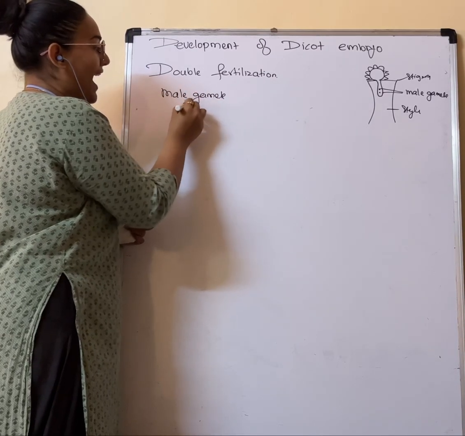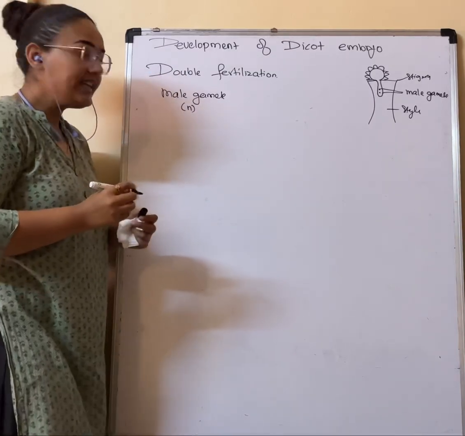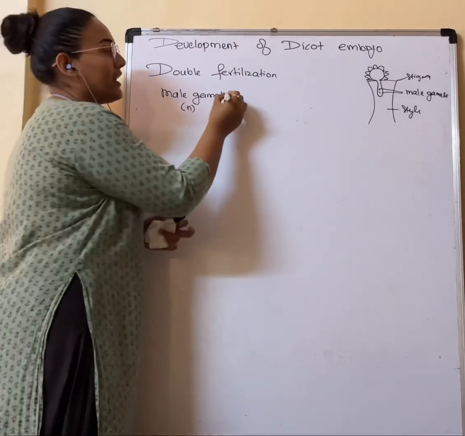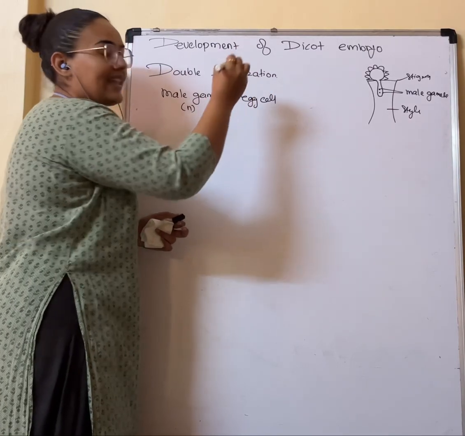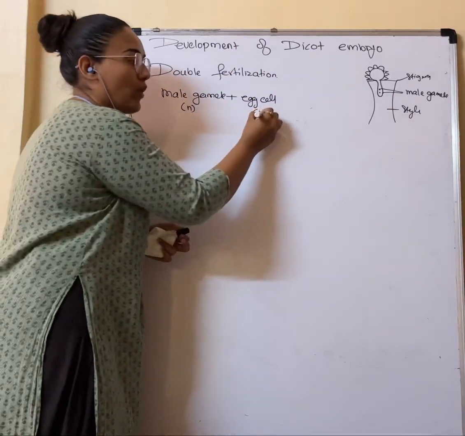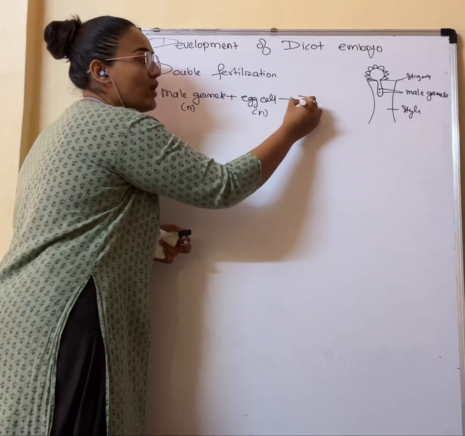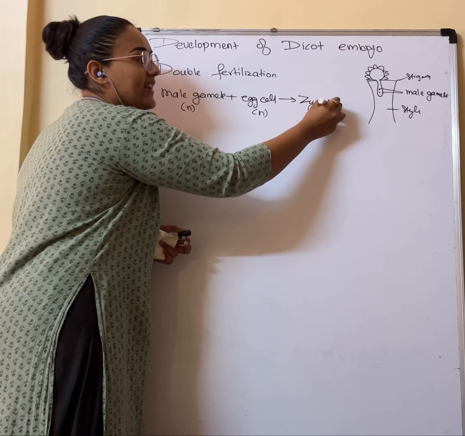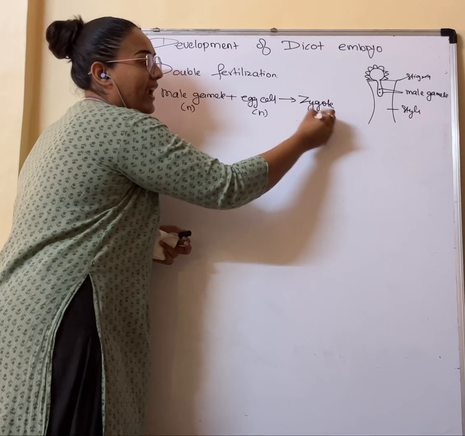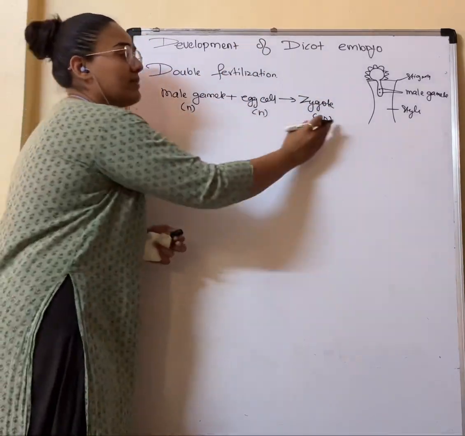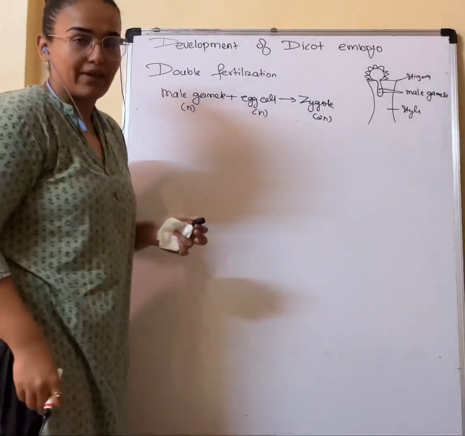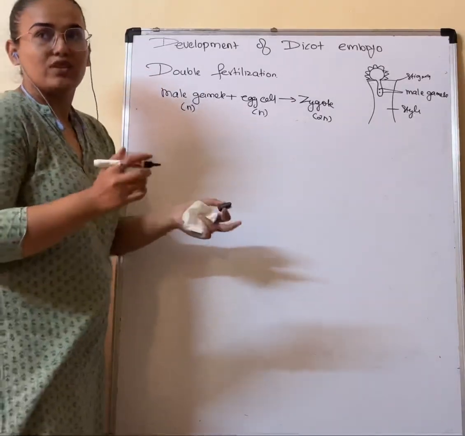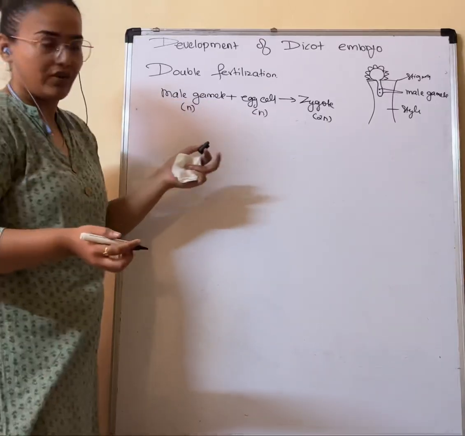So what is going to happen over here is, one male gamete, which is n in condition, fuses with the egg cell, which is again haploid in condition, and gives rise to something called a zygote, which is 2n in condition. We are familiar that this process is called fertilization, or we can call it syngamy. Either of these synonyms, we usually prefer.